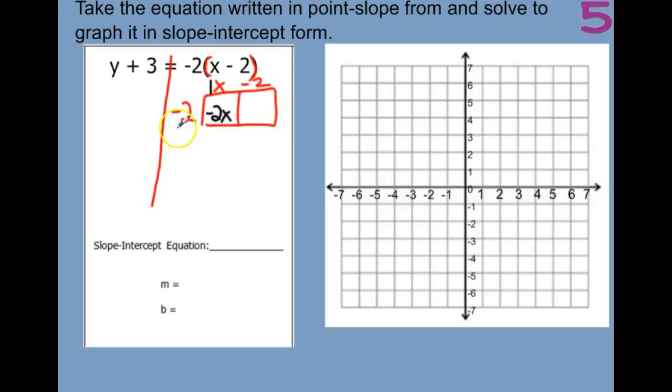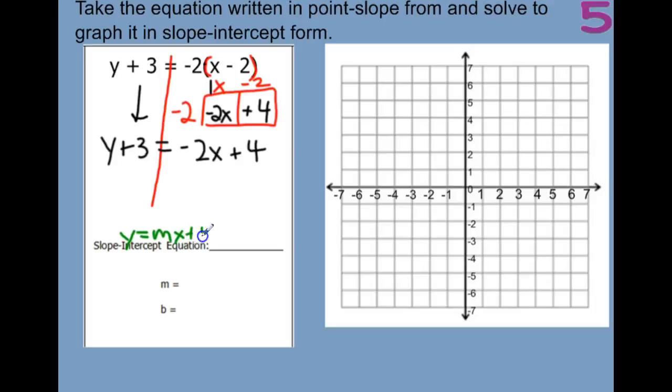Here we're multiplying, don't add. Remember, these are touching, we're multiplying. Negative 2 times negative 2 makes a positive. 2 times 2 is 4. So we have y plus 3 equals negative 2x plus 4. We don't have y by itself yet. That's what we're trying to get.